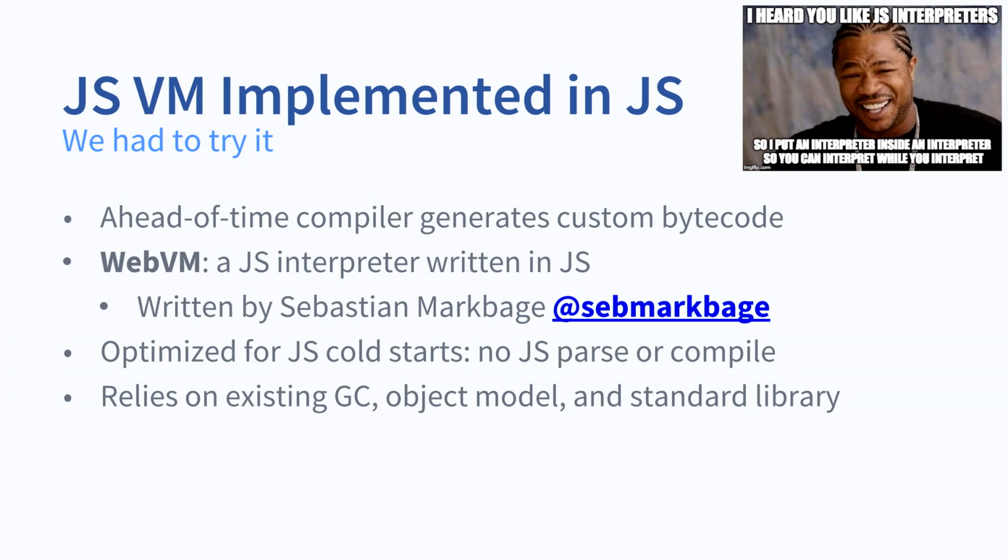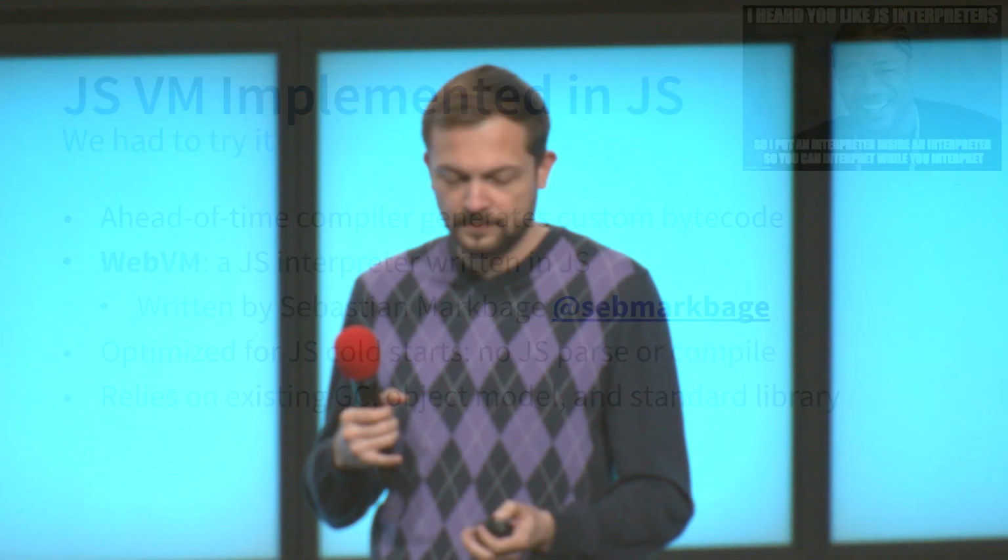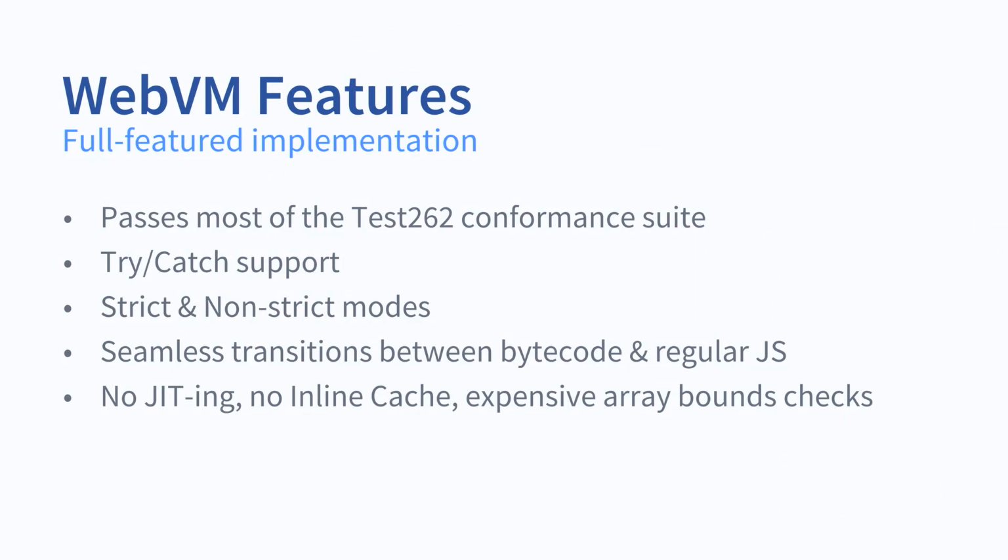It's obviously optimized for JavaScript cold starts. There's no parsing or compiling for code you're not using, or no compiling at all because it's an interpreter. It tried to integrate as much as possible with the existing JS environment, so obviously the existing GC, the object model, and the standard library. It was actually very feature complete, so it passed most of the Test 262 conformance suite. Just a few edge cases that we didn't care about did not pass.